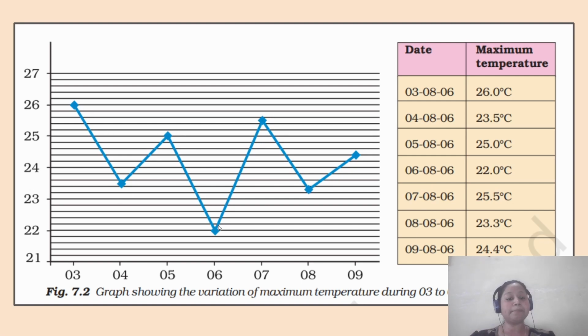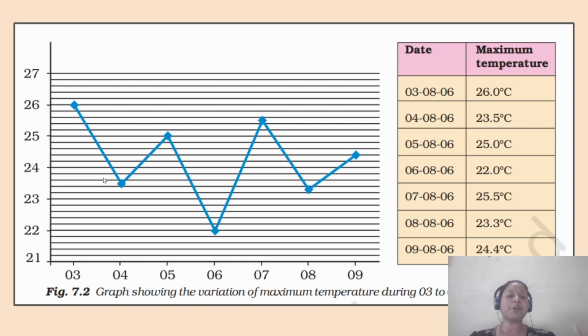We get to see a pattern here. Okay. So by observing this, what one can interpret? One thing we can clearly say is that temperature is never stable. The weather is never stable. You can see the rise and fall in temperatures. One day it is 26, one day it is 23.